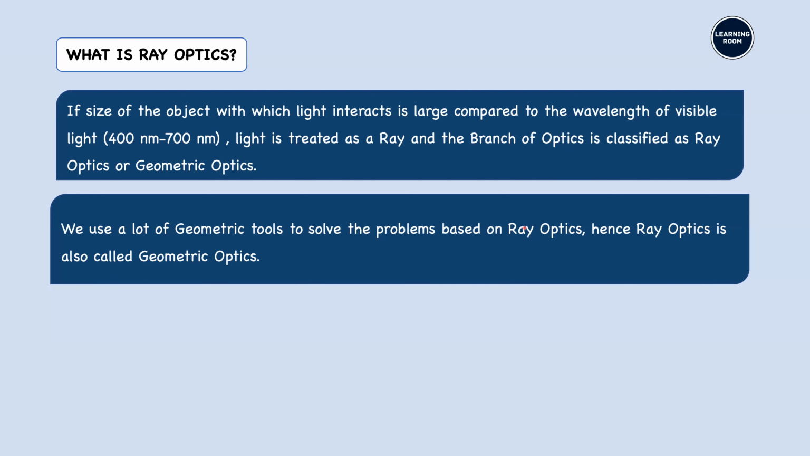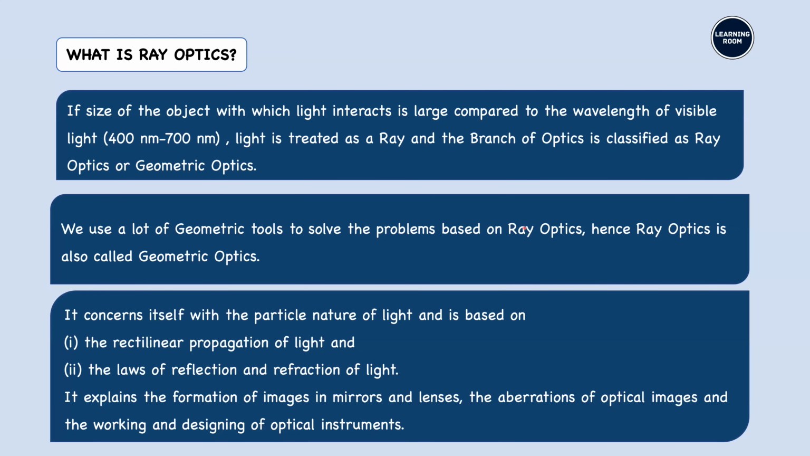Moving to the next point, we can observe that ray optics of light concerns itself with the particle nature of light and is based on the rectilinear propagation of light. What do you mean by rectilinear propagation? It means when the light is traveling in a straight path. So it is associated with the rectilinear propagation of light and the laws of reflection and refraction of light.